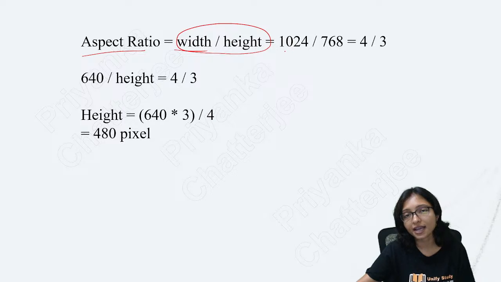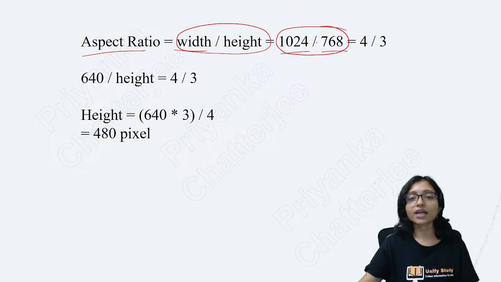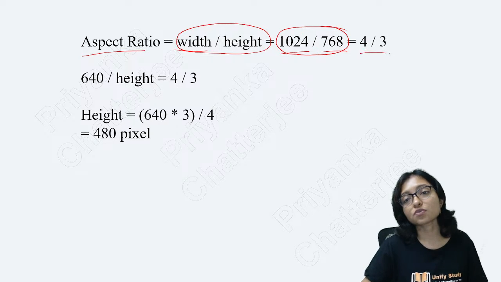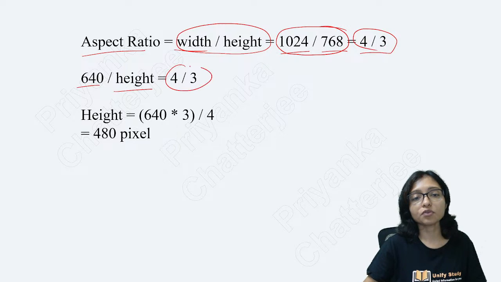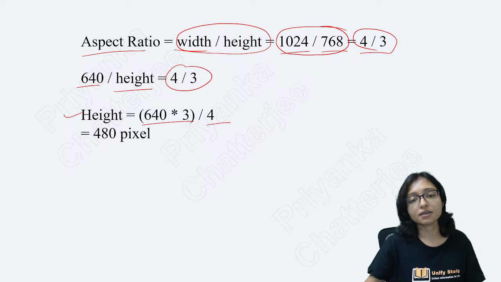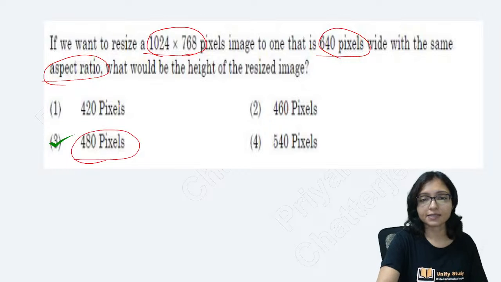Width by height, that is 1024 divided by 768, that is your aspect ratio. So this is 4 by 3. So 640 by height will be 4 by 3. So your answer will be 640 multiplied by 3 divided by 4. Your answer will be 480 pixels. Right?